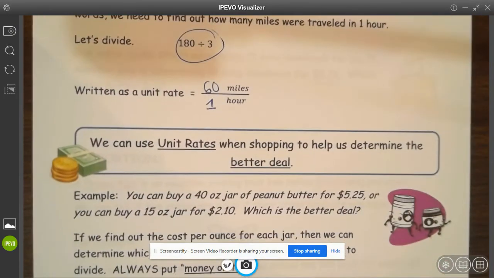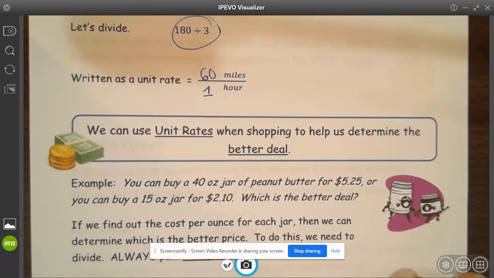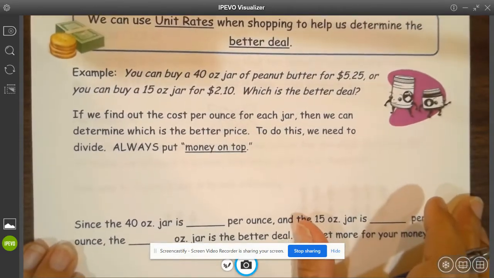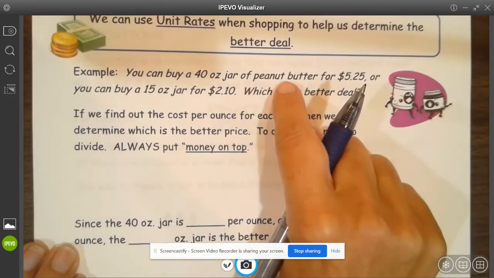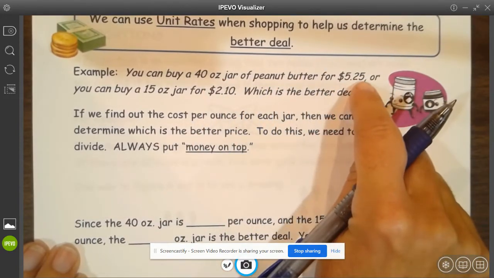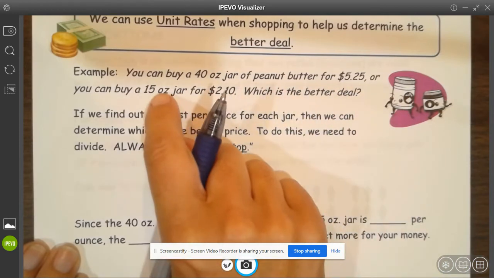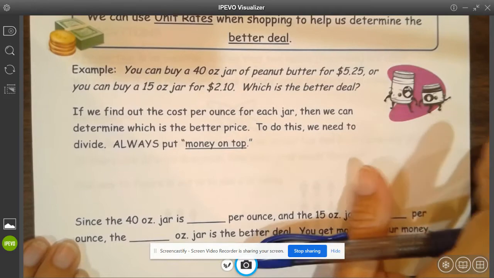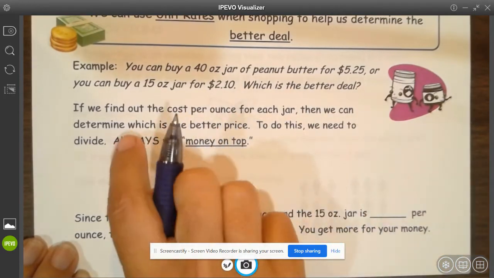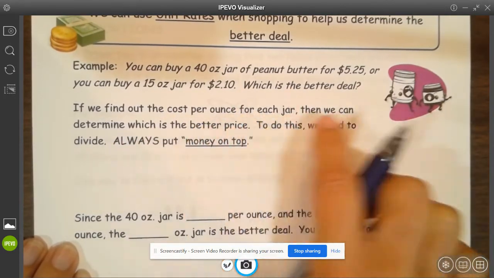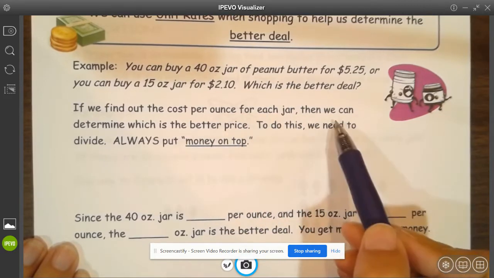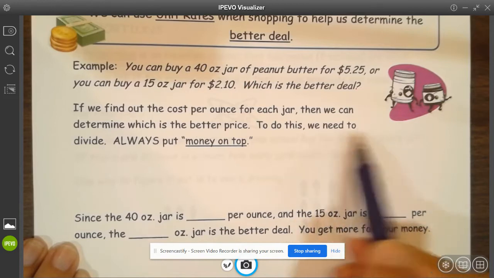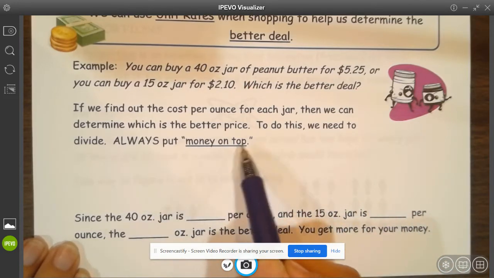All right, we can use unit rates when shopping to help us determine the better deal. Example, you can buy a 40 ounce jar of peanut butter for $5.25, or you can buy a 15 ounce jar for $2.10. Which is the better deal? How would you know which one to buy? If we find out the cost per ounce for each jar, then we can determine which is a better price. To do this, we need to divide. Always put money on the top.